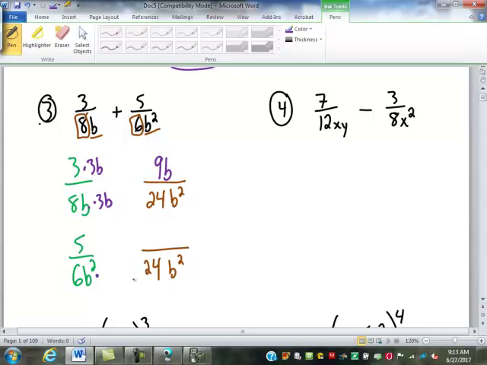Down here, what does 6 have to multiply by to make 24? 4. B squared doesn't have to do anything because it's already b squared, right? So I just have to multiply the 5 up here by 4. 5 times 4 is 20. And now we are adding here: 9b plus 20 is 9b plus 20 over my 24b squared. That's it. We can't add the 9b and the 20 because they don't have the same name. So it's just 9b plus 20.